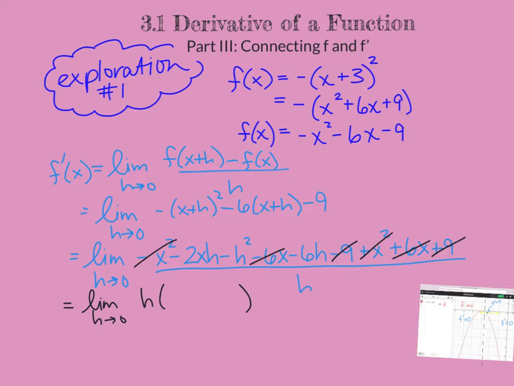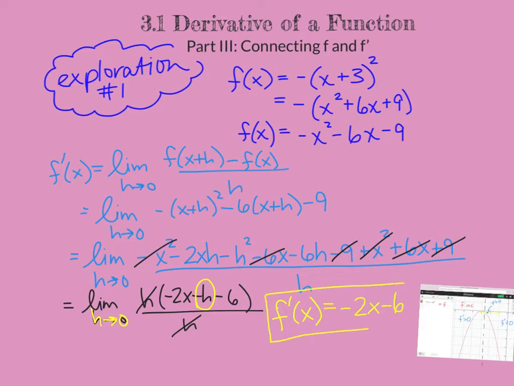So we need to represent all of those. Here we're left with a minus 2x, here we're left with a minus h, and here a minus 6. And now we can successfully cancel, and so now we can direct substitute 0 in for h. This middle term goes to 0, and we are left with f prime of x equals negative 2x minus 6. That is a linear function.